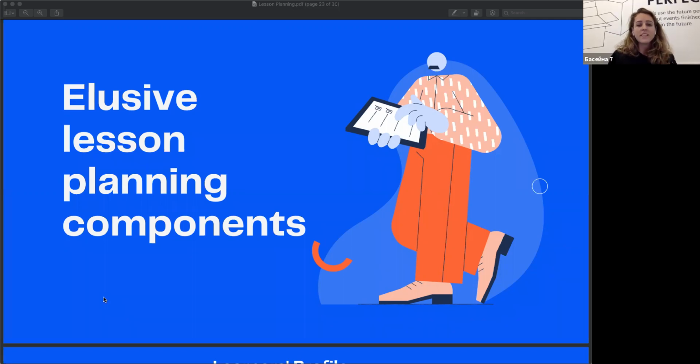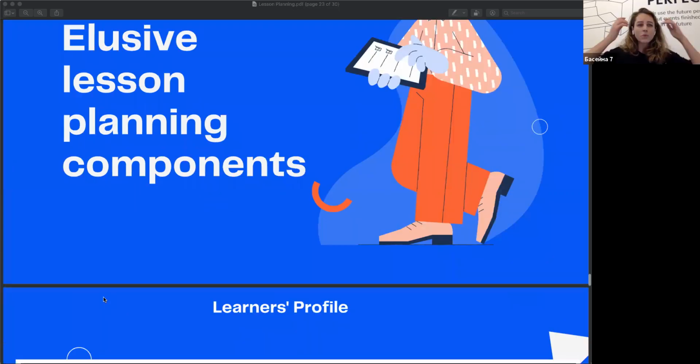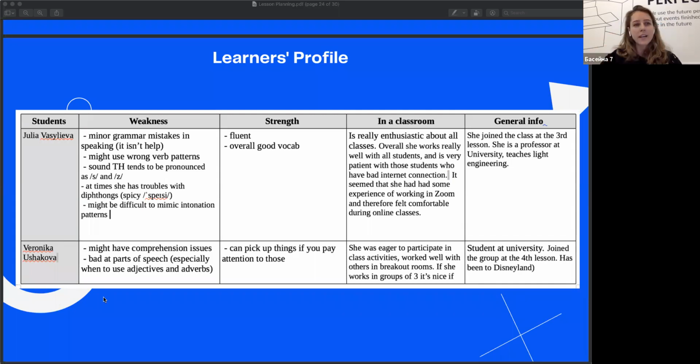So one of them is the learner's profile. We have conducted quite a few trainings already on catering to students' needs. And the learner's profile can help you to understand your students and their needs better. The way I do it is the following.